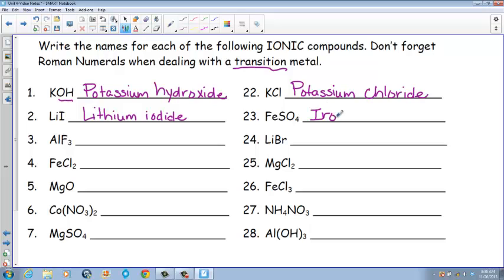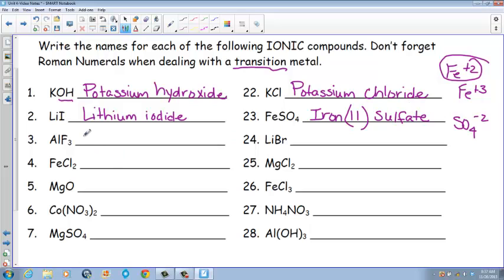Iron. Now this is a transition metal. Now we need to figure out if this would be iron(II) or iron(III), because iron can be a +2 or iron could be a +3. So we have to look at the charge on the sulfate ion. Okay, and the sulfate ion has a charge of a -2. So in order for this to balance out, because there's only one iron and one sulfate, then it has to be this one. So we're going to say iron(II) sulfate.